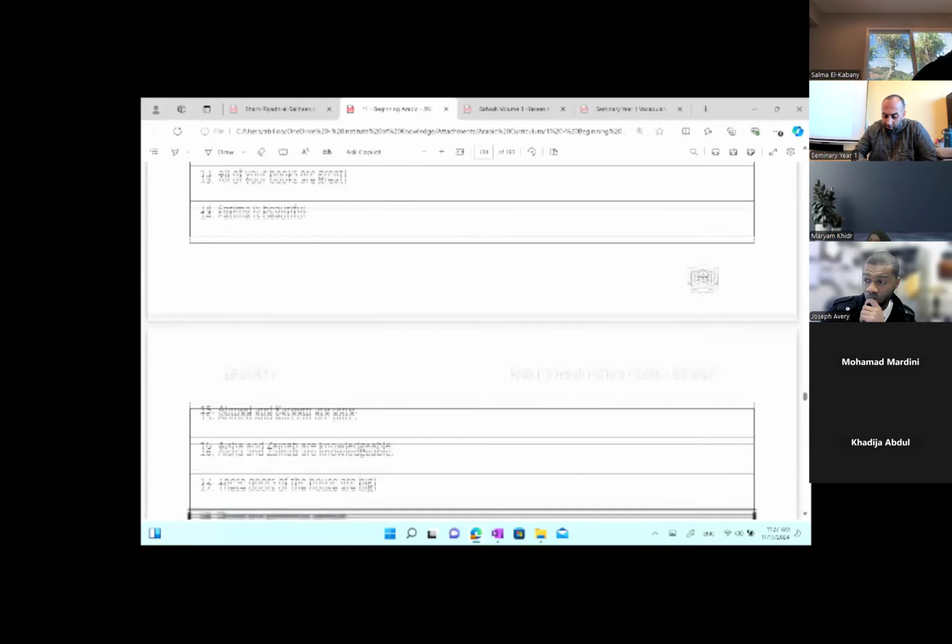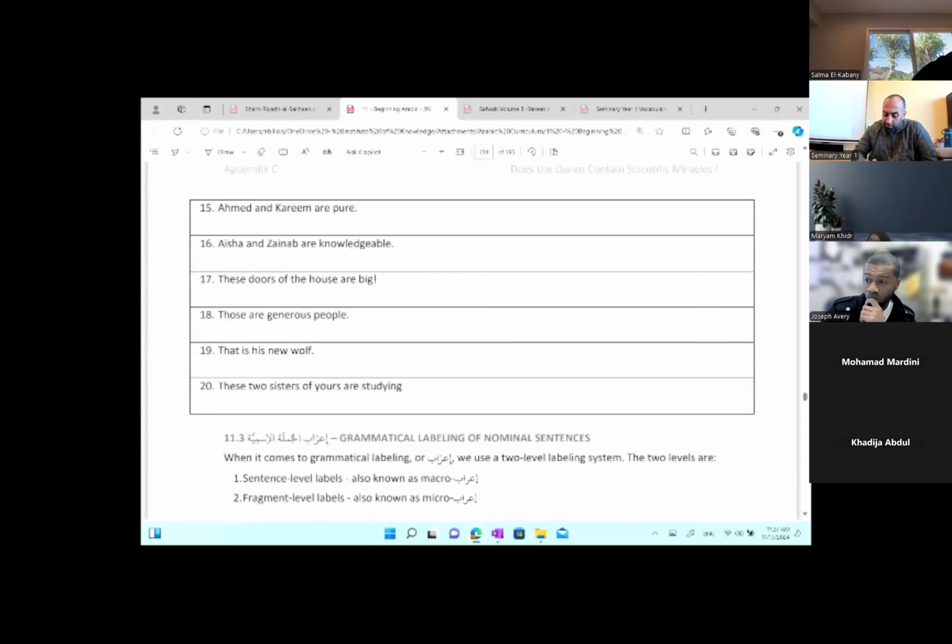All of these are using words that you have had in your vocab. Number 19 always is weird. That is his new wolf. I'm like, what? Abdul Rahman, read it. ذلك ذئبه الجديد. Good. One more time. ذلك ذئبه الجديد.